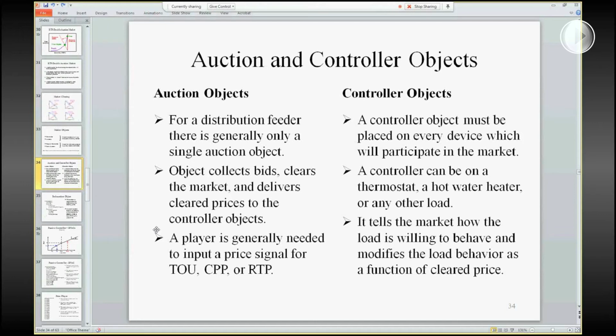And if you're doing something like time of use, critical peak pricing, real-time pricing, whatever that might be, you'd attach a player that would put some kind of boundary condition on the prices. And we'll go to that in a few minutes here.